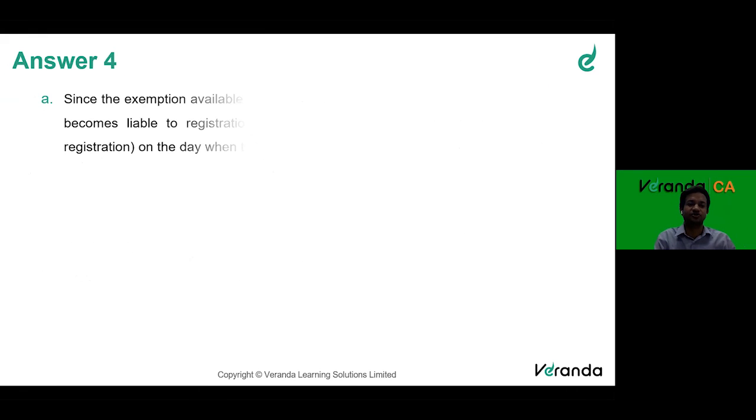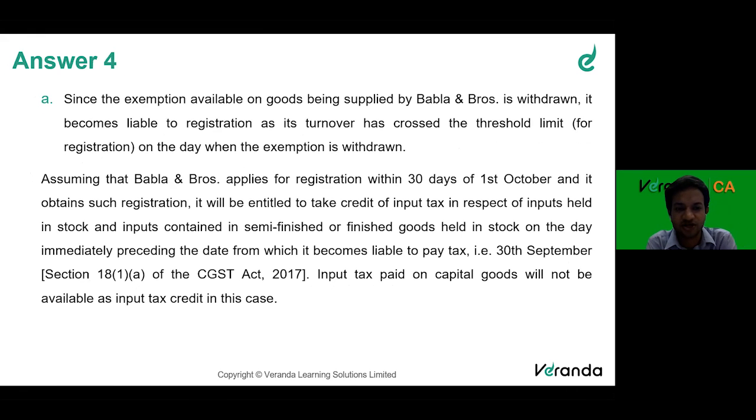So let's see the provisions. First question: assuming that Bablan Brothers applied for registration within 30 days, it will be entitled to take credit of input tax in respect of inputs in stock and inputs contained in semi-finished or finished goods held in stock on 30th September, the previous date. Input tax credit on capital goods will not be available in this case.